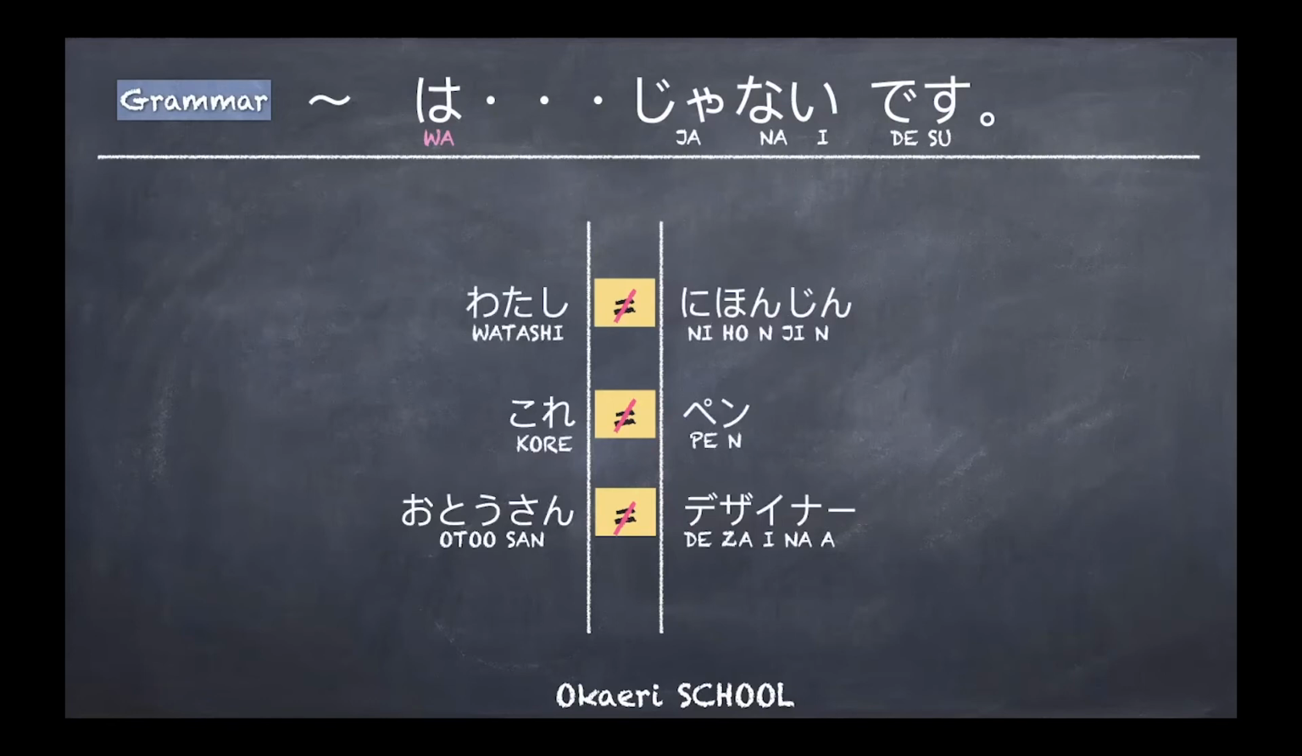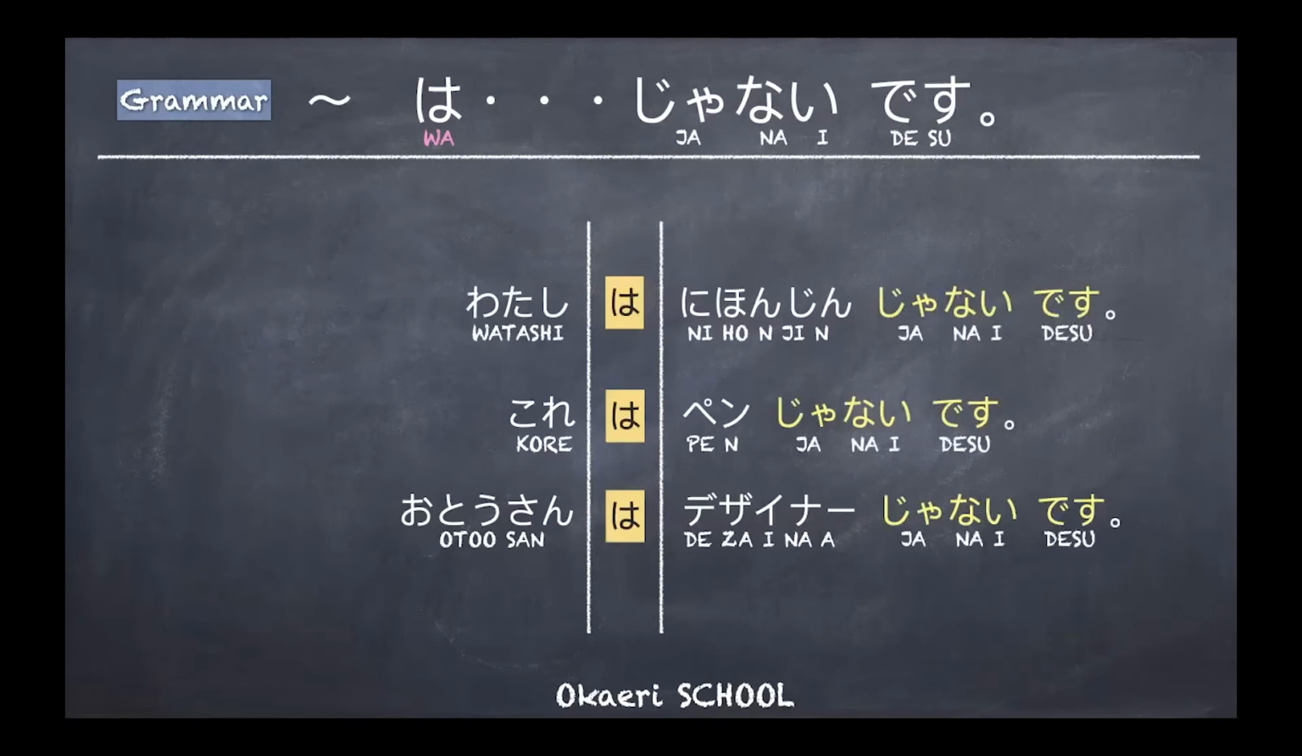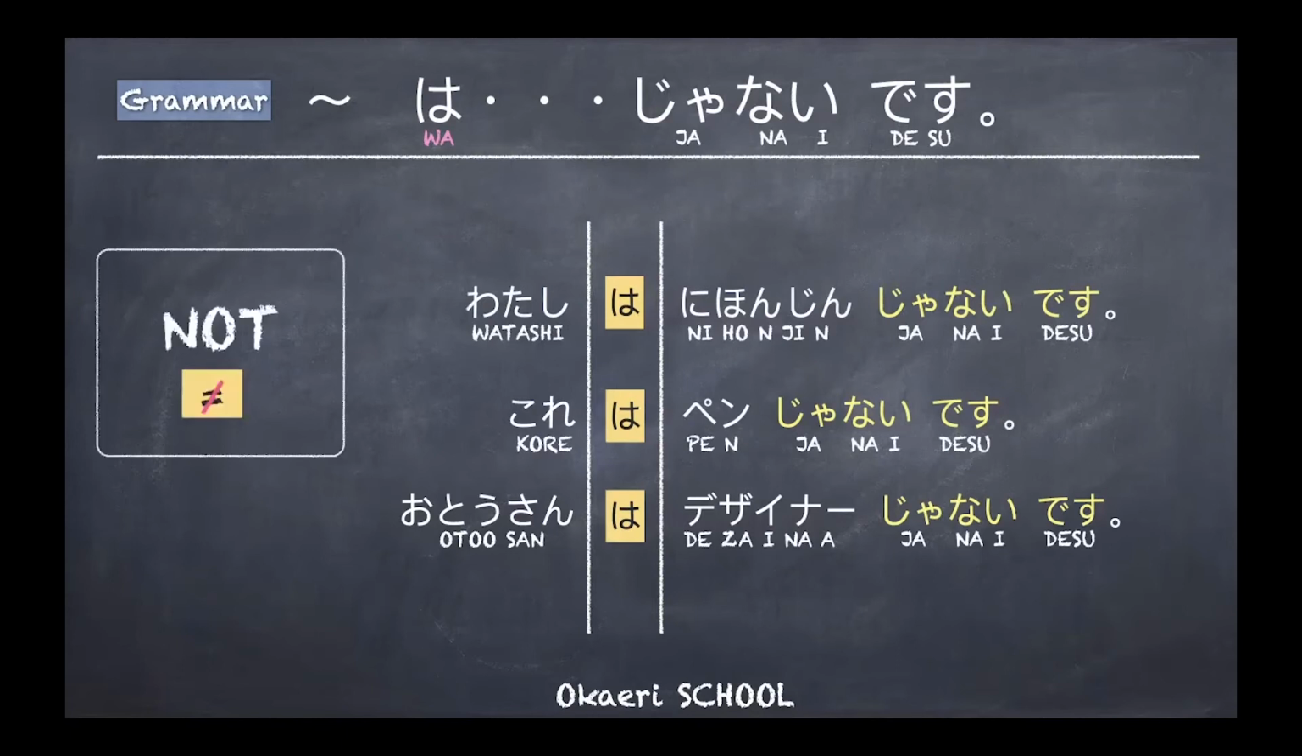Again, the process is the same. So you replace the words into Japanese first. 私、日本人、これ、ペン、お父さん、デザイナー。And then, は is the same. But before desu, you have to put じゃない。And then it's not. So very simple. You don't have to worry about the order. So 私は日本人じゃないです。You just put じゃない before desu, and that means not.